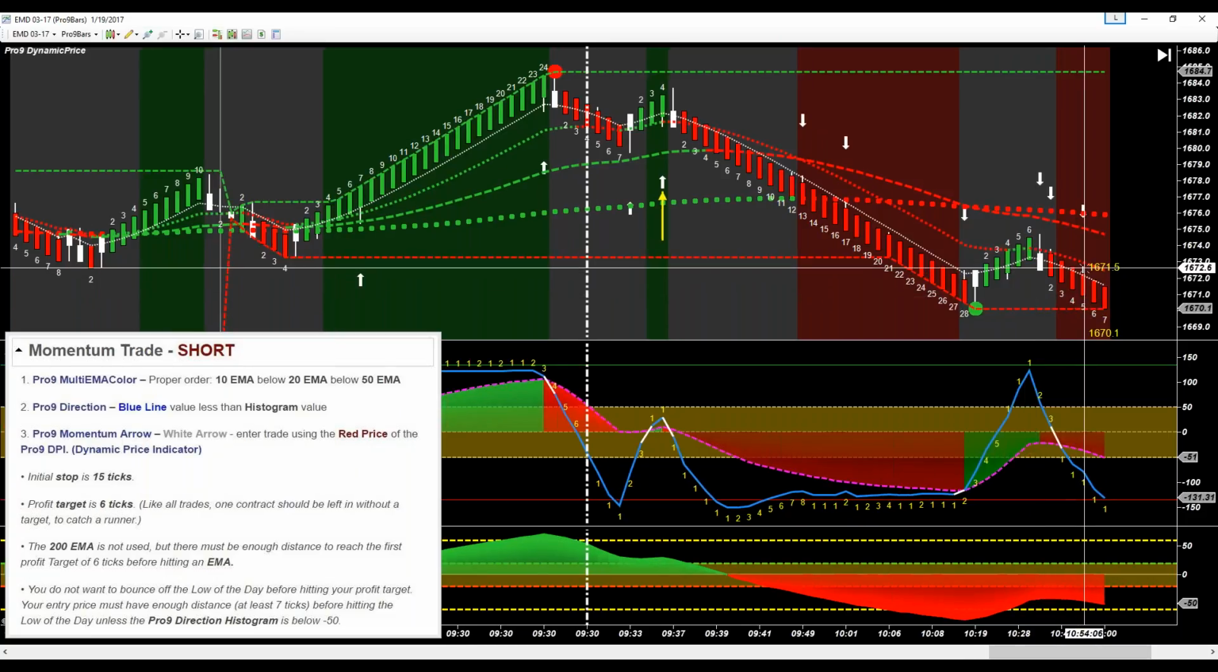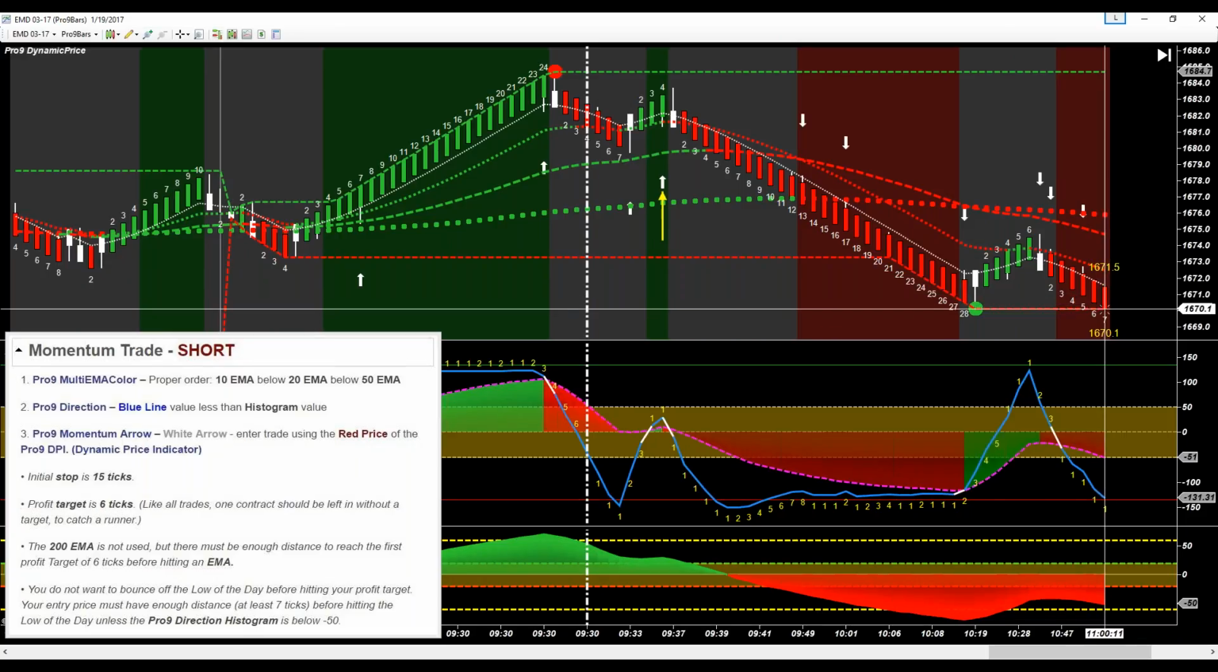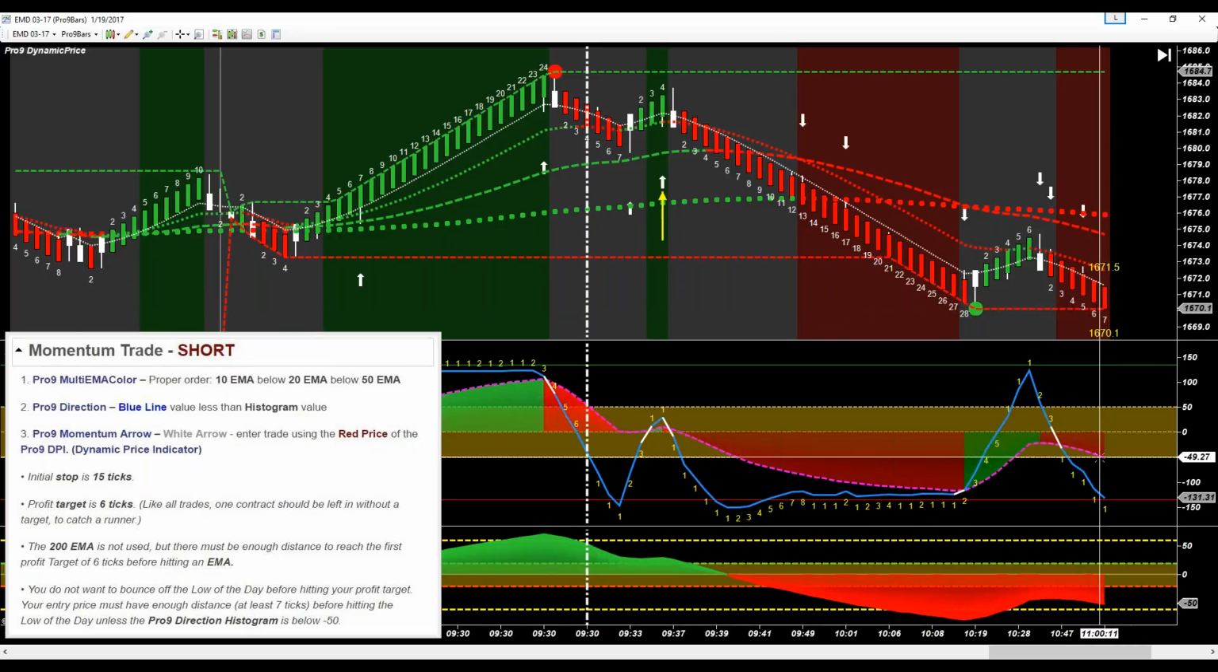So again, manage this one exactly the same way. 3 contracts, 15 tick stop, 6 tick profit target. In this case, we would hit our profit target before hitting the low. But even still, it looks like the direction did just get out. So we do have a possibility for a breakout entry here as well if we miss this momentum.